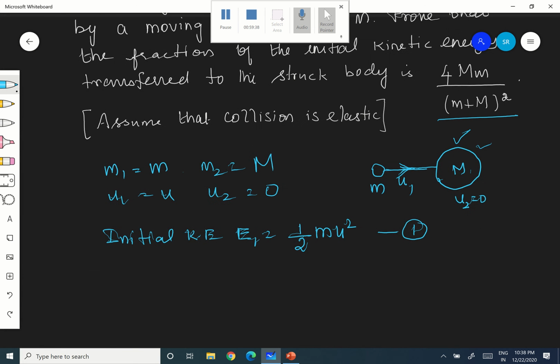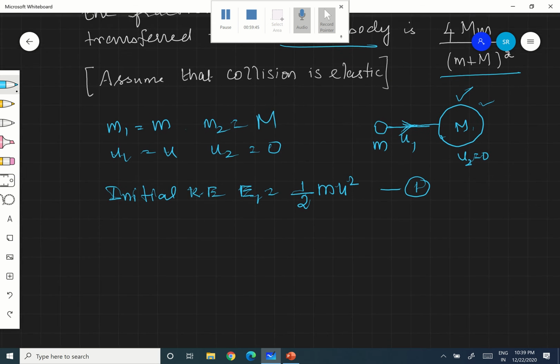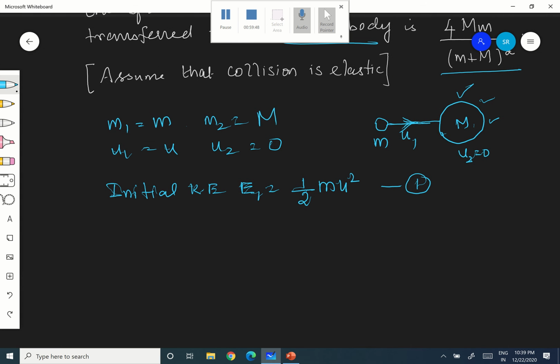Now I want the final kinetic energy. What is the amount of kinetic energy transferred to the struck body? How much kinetic energy is it getting because of colliding with the first body? Therefore, the kinetic energy of the struck body after collision.